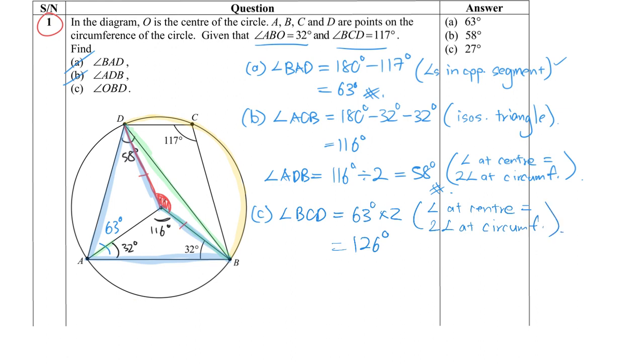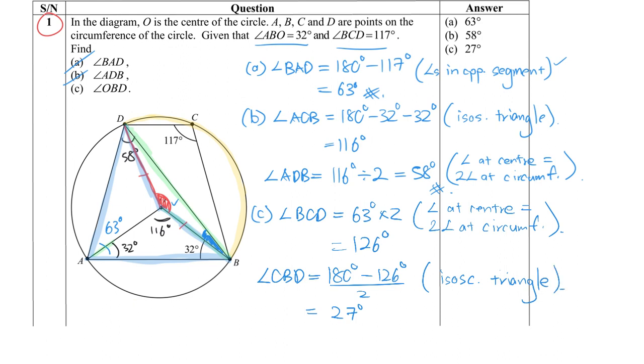First, so BOD found. Now that I've created the isosceles triangle, I can find our magical OBD, because angle OBD is the base angle of the isosceles triangle, and I will just take 180 minus 126 and divide it by 2, and that should give us 27. We have used the property of an isosceles triangle. Here we go.